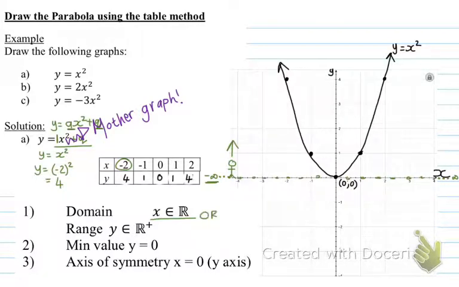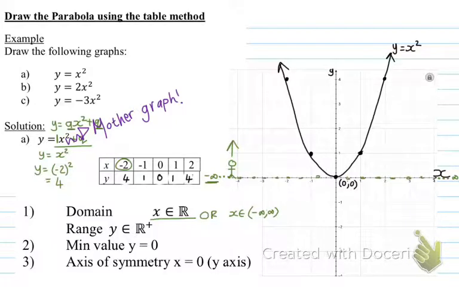Or I can write it like this: x goes from negative infinity to infinity. You can choose which writing method you would like to use. I like the one that says negative infinity to infinity. Remember, it's round brackets for infinity because infinity is always excluded. Okay, so that was the domain.